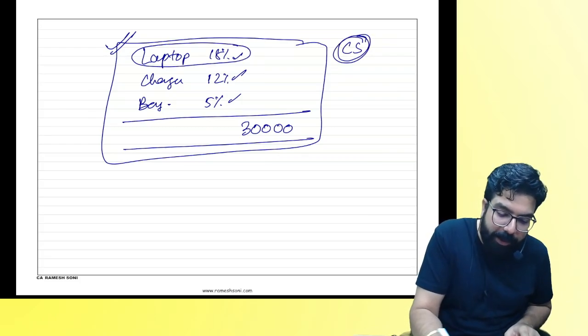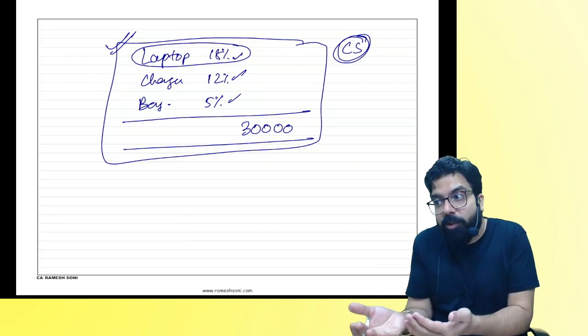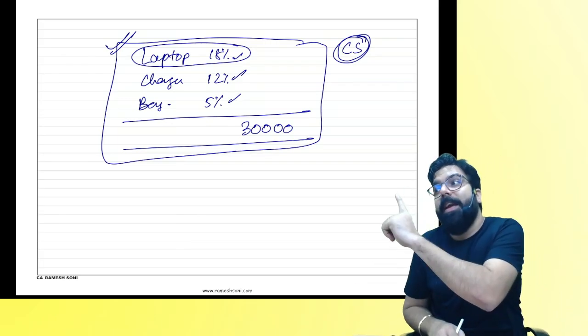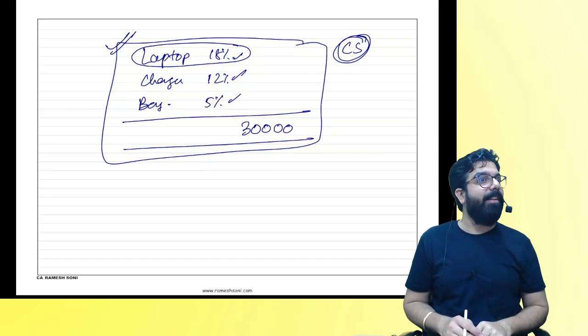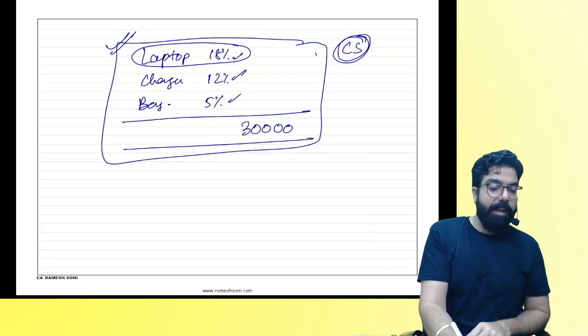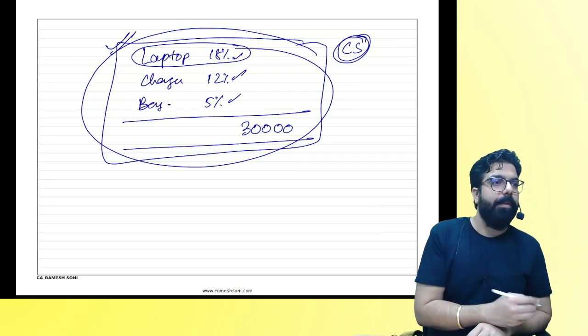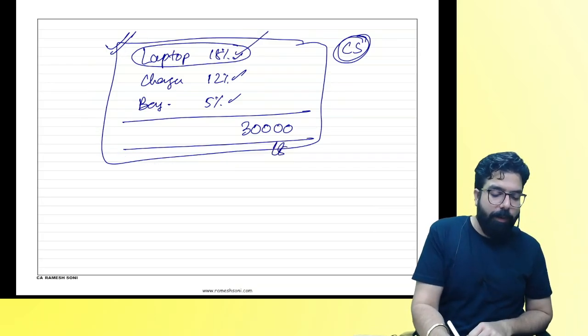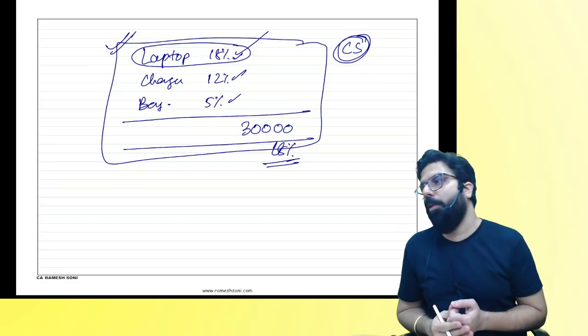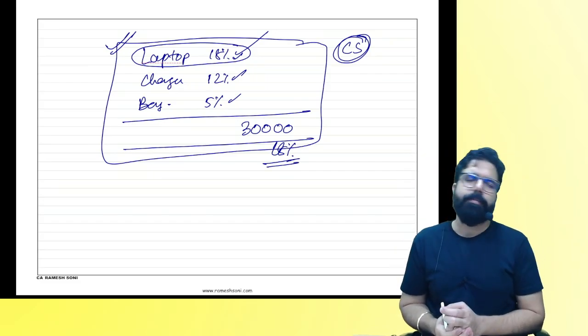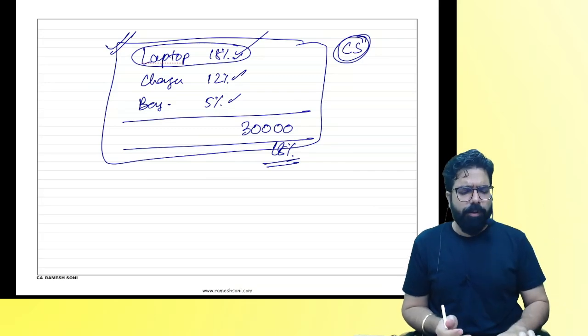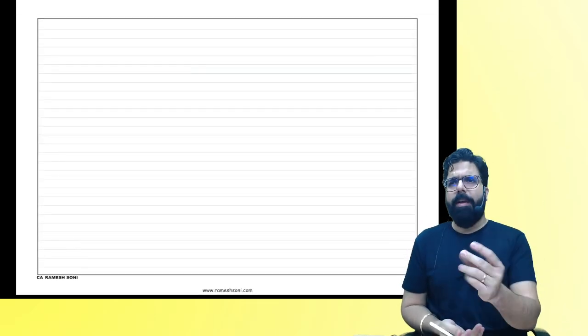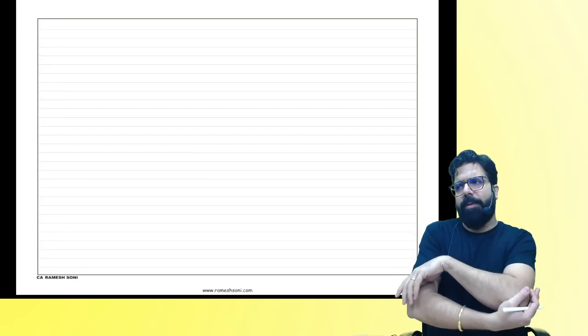Is it composite? Now that you know it is composite, you have to go to section number 8. And section number 8 says if it is a composite supply, think that you are supplying the principal supply, and the principal supply's rate will apply. Is my point clear to all? Can we go ahead? 100%. Are we all clear with this? Chalo. Okay. Tell me one more example of composite supply.